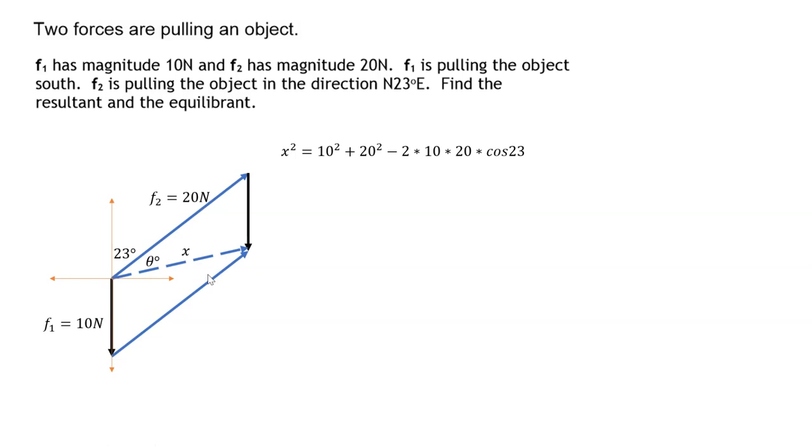If you remember the cosine law, well, not the cosine law yet, if you remember your alternate angles, if these two lines are parallel, this line here is parallel to this line right here, then it means that if this angle here is 23, then this angle up here will be 23 degrees as well.